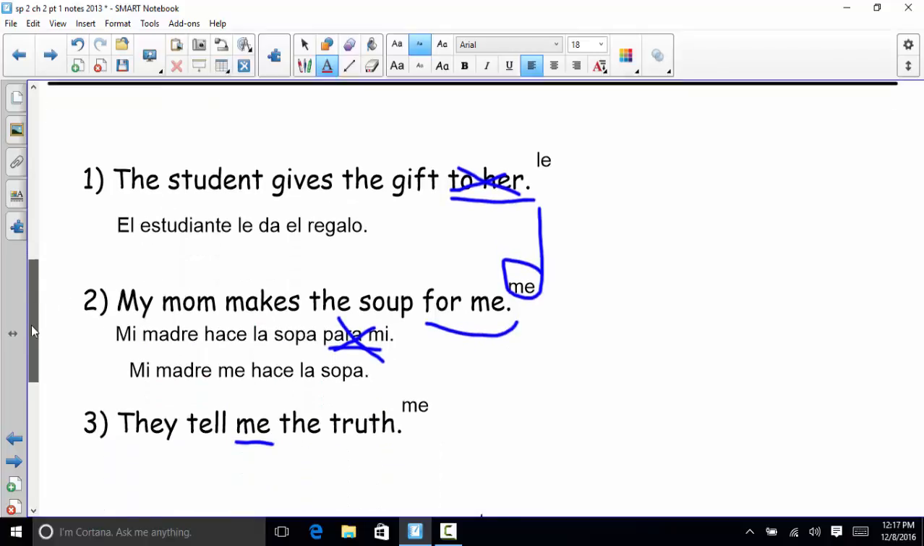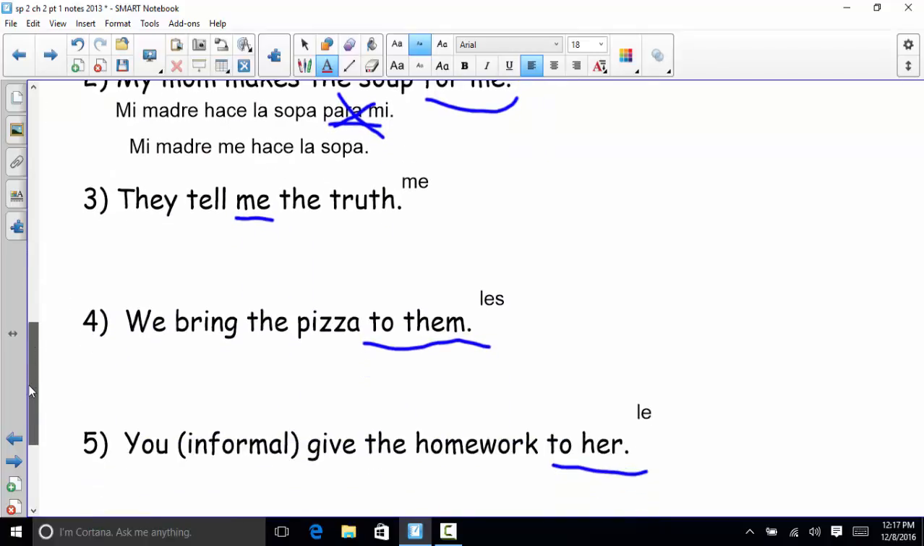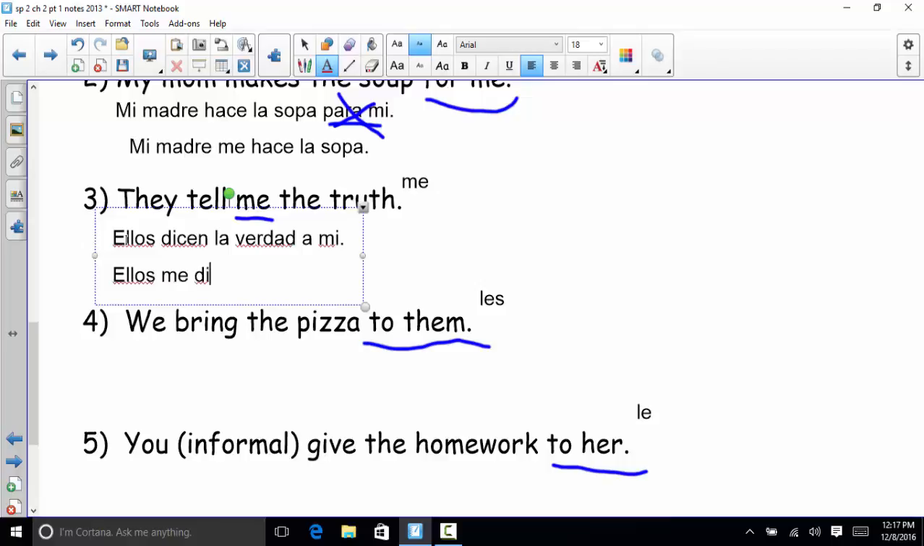Okay, we'll do one more. I want you guys to try 4 and 5. So they tell me the truth. Okay, so the they tell part would be ellos dicen the truth, la verdad, a mí. Okay, so I'm getting rid of a mí and replacing it with me, and it has to go before the conjugated verb. So when I rewrite it, it will look like that. Ellos me dicen la verdad.